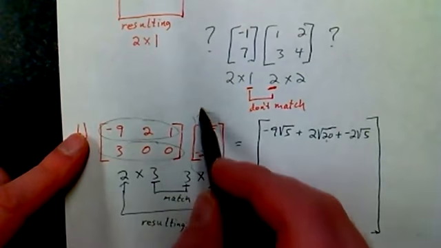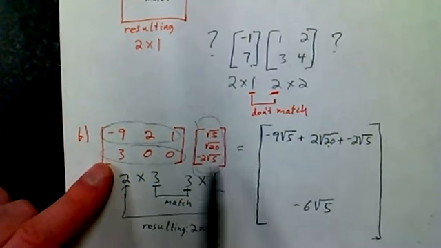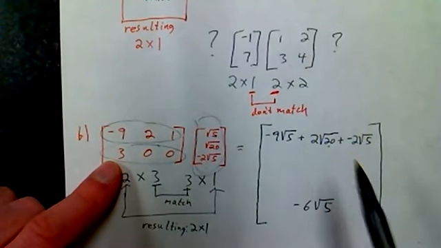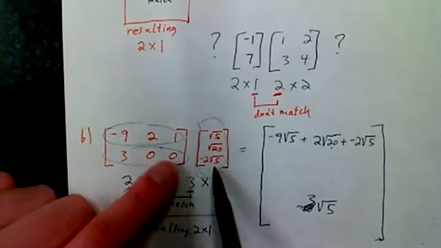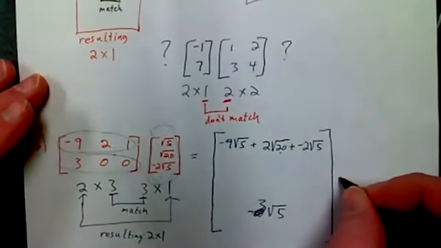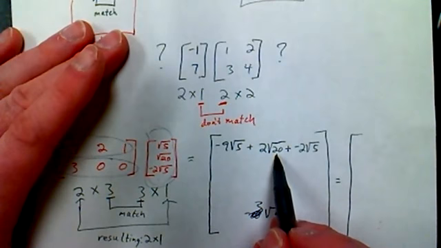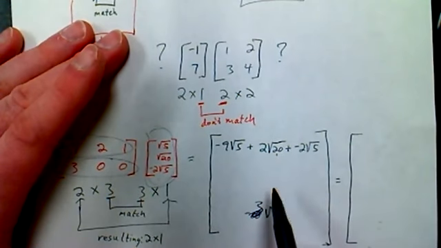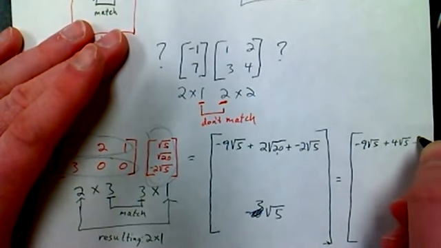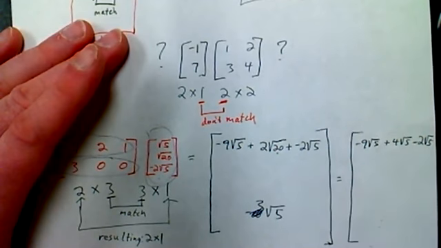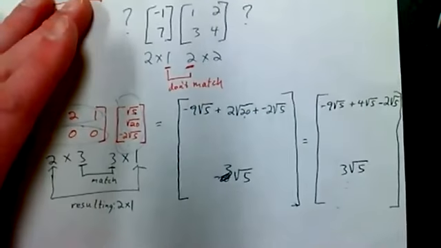Next, I'm going to do this row by this column. I think I'm just going to have a -6 root 5. How do I know that? Well, I get 3, let's say 3 root 5. I have 3 times root 5, but then 0 and 0, okay? So if I'm looking at this, let's see, -9 root 5. If I simplify this, if I pull out a root 4, I'll get a root 5. That's going to be -9 root 5 plus 4 root 5 minus 2 root 5. If you simplify across, here it's still 3 root 5. Okay, so we're right there.